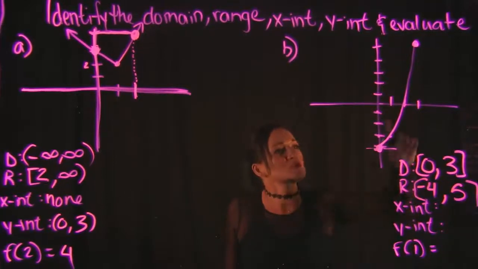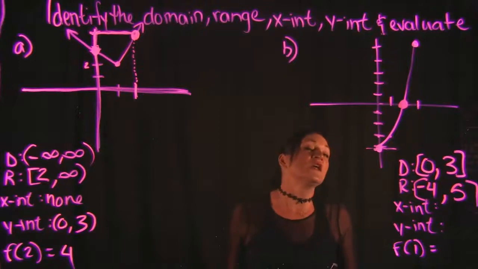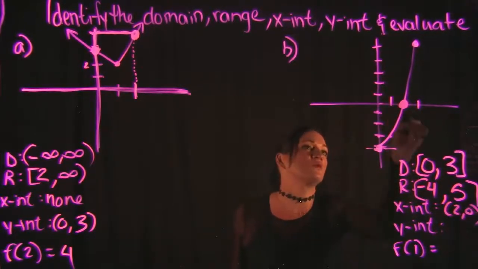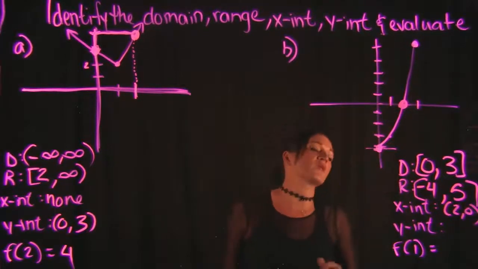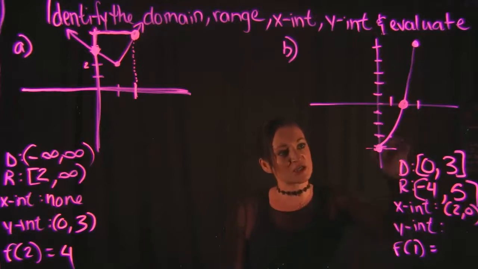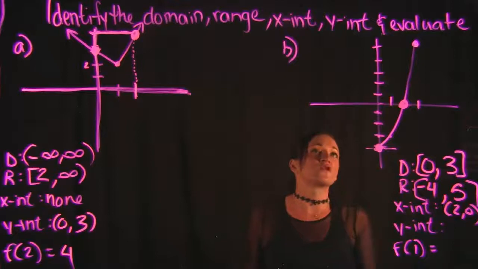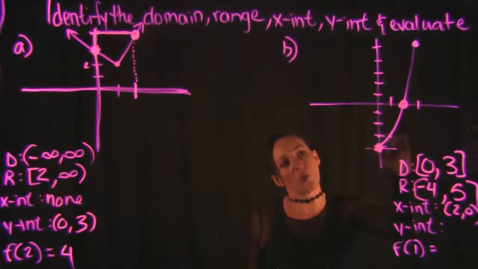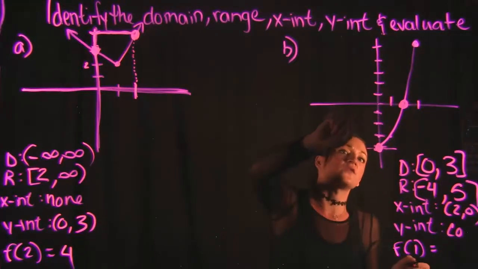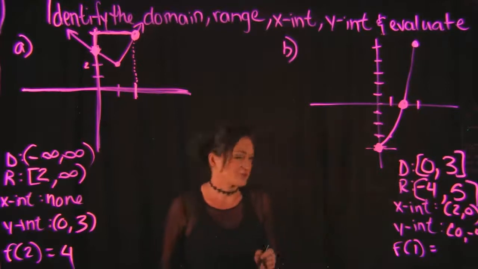X-intercept for this one here, it looks like it crosses the x-axis right over here at that point. The coordinate for that is going to be (2, 0). We move over 2, stay put there. The y-intercept at this point, now it does touch the y-axis, so we can still count that as a point. For the y-intercept, it crosses right over here, and that point is going to be (0, negative 1, 2, 3, 4), so (0, -4) for our y-intercept.